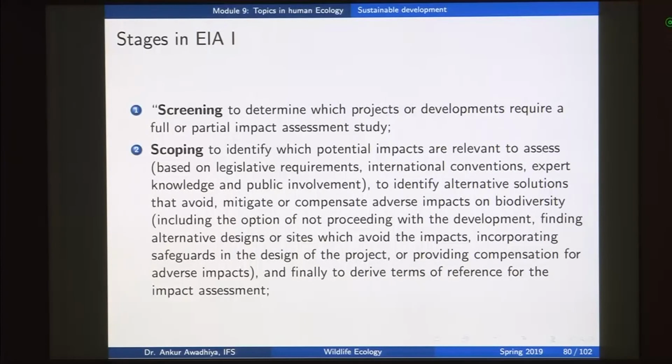The first stage is screening. Screening determines which projects or developments require a full or partial impact assessment study. So, if there is something that is a very small project, then probably we can let go of the environmental impact assessment, but if there is something that is a bit larger, such as a dam or a mining industry, that has to go through the EIA process.